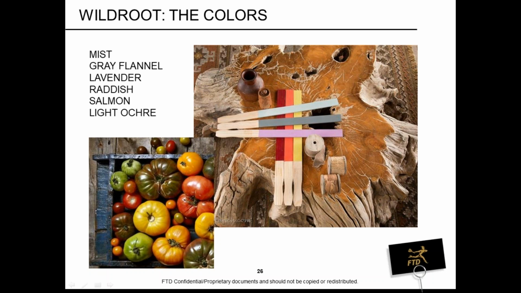But again, the 3 accent colors that are brought together with this WILDROOT, look at the tomatoes. The heirloom tomatoes give us the colors naturally. The radish color, the salmon, and the light ochre. It's all presented there for you in nature. And that's what I was mentioning earlier. Let nature do some of the work for you when you're trying to do color combinations. Just open your eyes and look out the window.